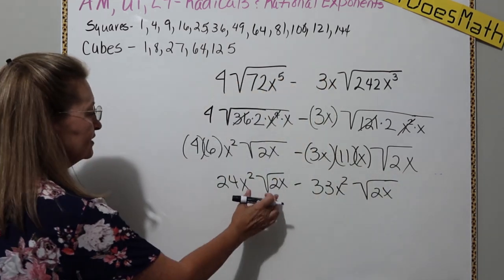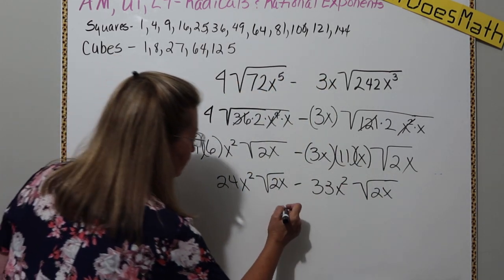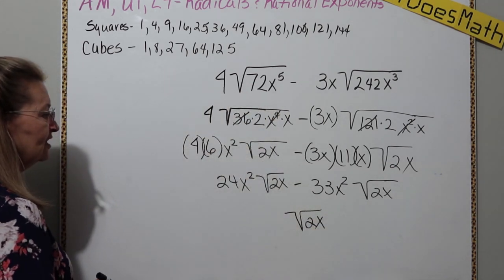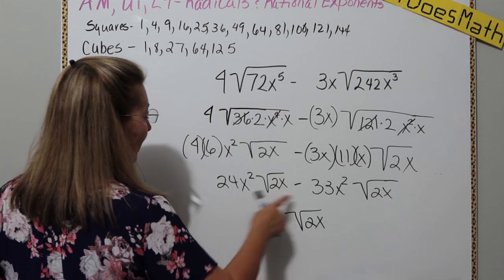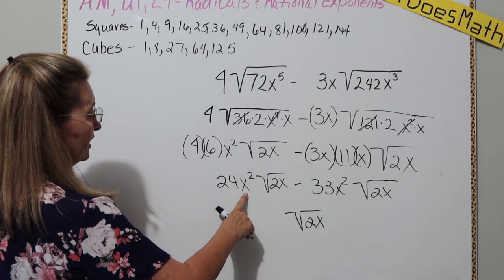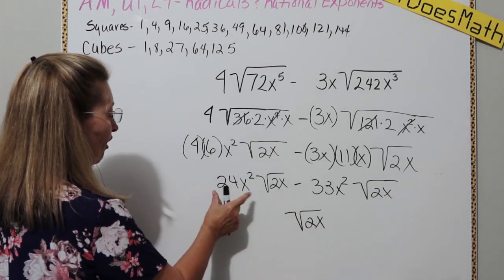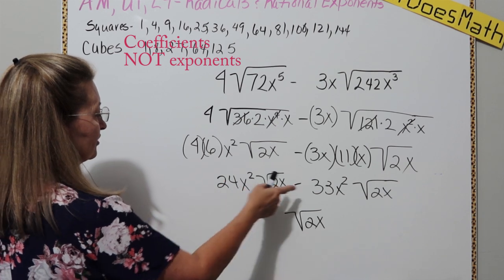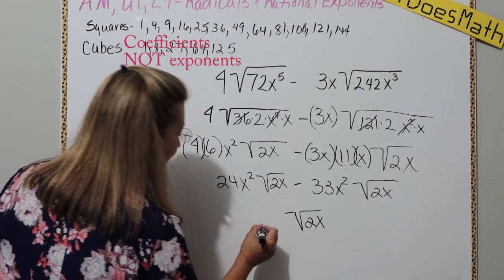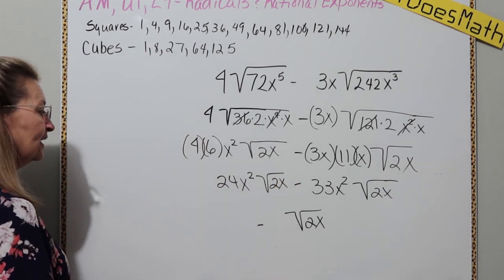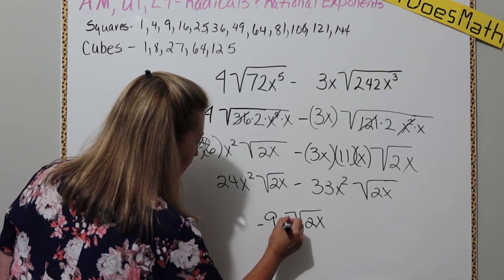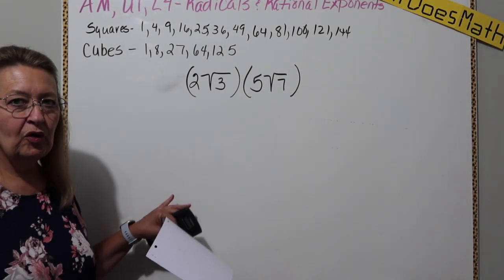Okay, now since our radical parts match, that is not going to change. It's just going to stay the same, but I can combine these two. Now since the x squareds match, all I have to do is subtract exponents. Now 24 is less than 33, so my answer is going to be negative 9 x squared.